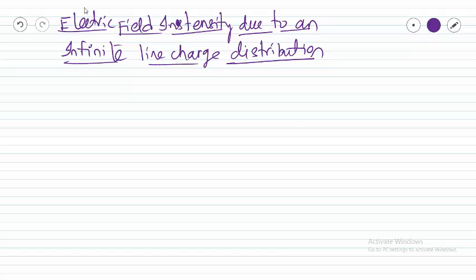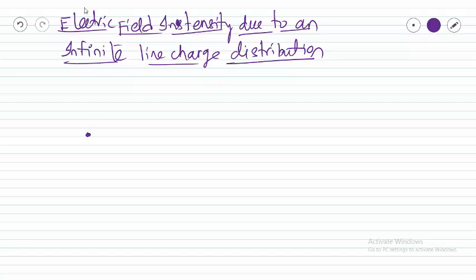How we proceed is we will consider a finite line charge distribution and obtain an expression, and after that we will modify it such that the line becomes infinite, and then we will get the final expression. Before that, let us review.